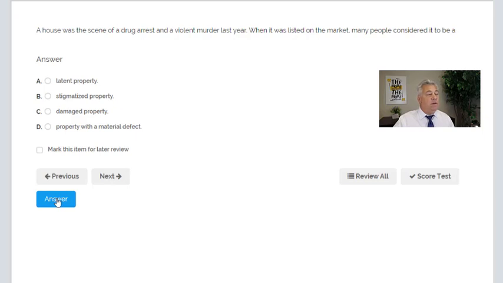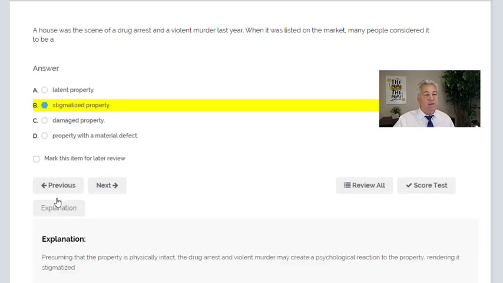I think you know this one. Your answer is stigmatized property. Presuming that the property is physically intact, the drug arrest and violent murder may create a psychological reaction to the property, rendering it stigmatized. Check your state laws. Every state has different laws regarding stigmatized properties.